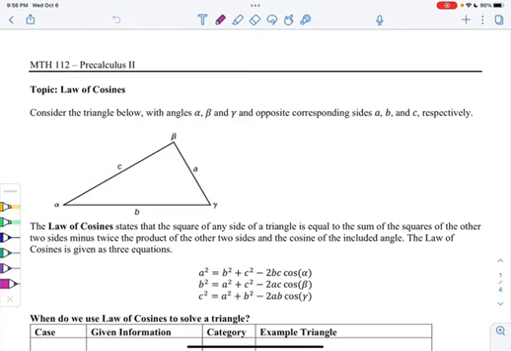Today we're going to talk about law of cosines. We use law of cosines to solve for an oblique triangle. Let's talk about some of the other things that we've used for solving triangles.